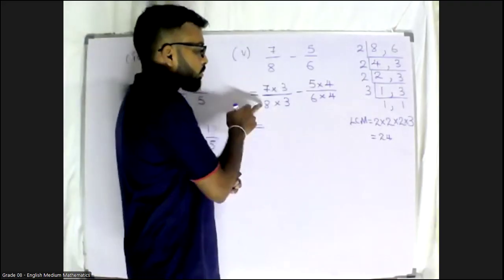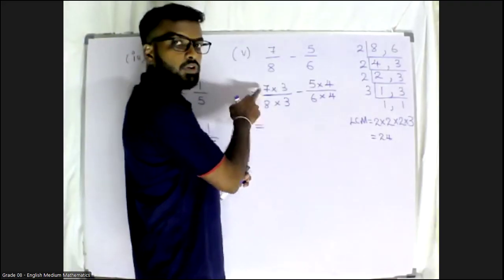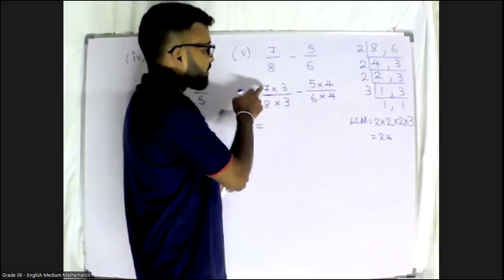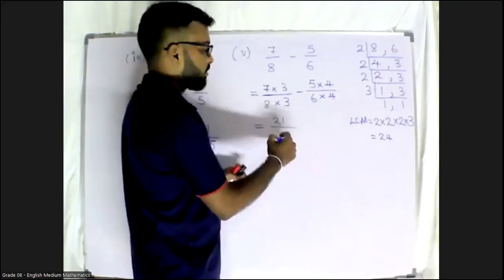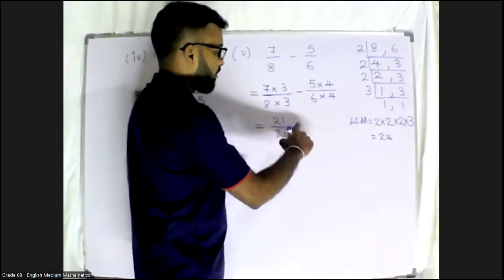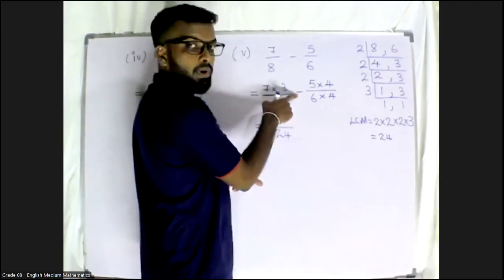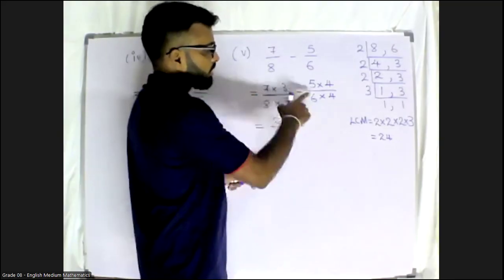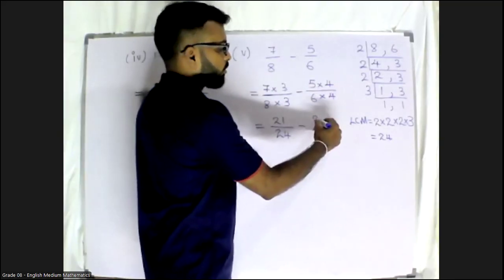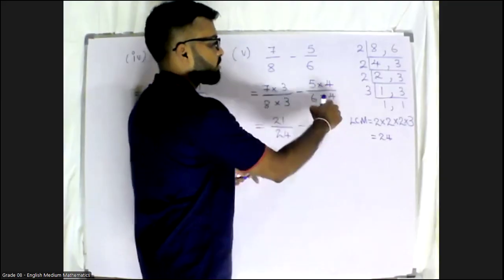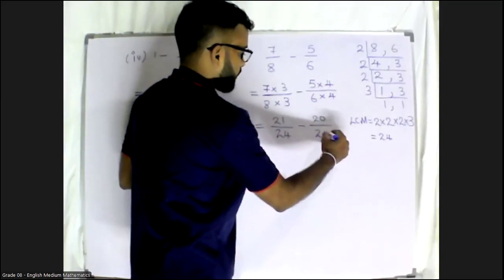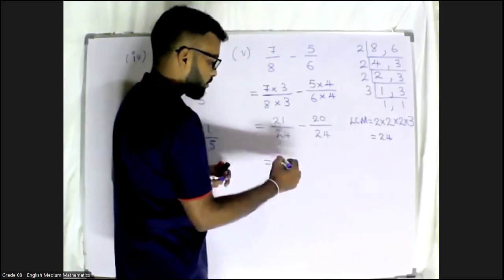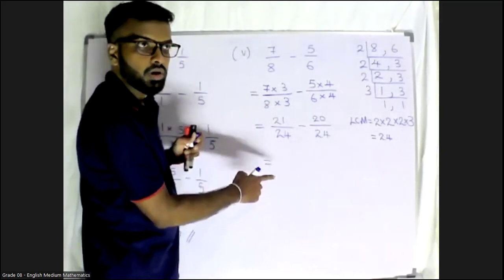Now you know how to get the answers for the numerators and denominators, right? So 7 into 3, 21. 8 into 3, 24. Here you have minus. 5 into 4, 20. 6 into 4, 24. Equal mark. Equal mark is very important. Don't forget.